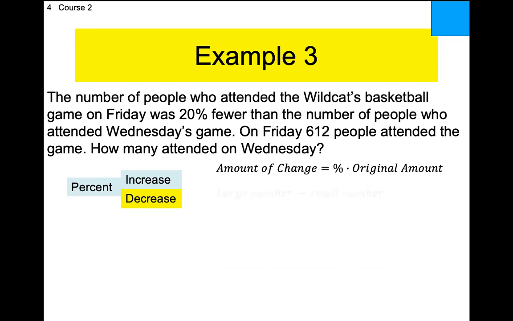All right. So large number minus small number, we know that the only way a decrease happens is if the first thing is bigger than the second thing. That means Wednesday must be bigger than Friday. We don't know how many people came on Wednesday, so it gets the X. We do know how many people came on Friday at 612. The percent of change is 20%, so that's 0.2. And we don't know the original amount, that's an X. Okay, we got two X's.